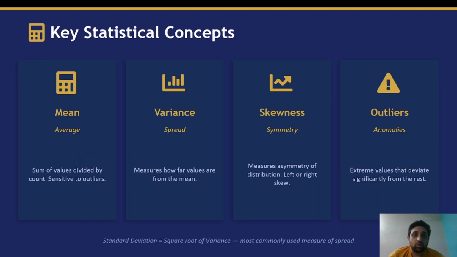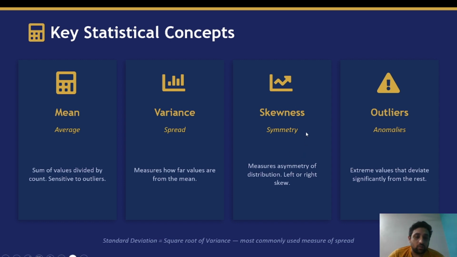Now let's come towards the key statistical concepts. Let's now understand some key statistical concepts. The mean represents the average value and is calculated by dividing the sum of all values by the total count, but it can be affected by extreme values or outliers. Variance measures how spread out the data points are from the mean, while standard deviation, which is the square root of variance, gives a more interpretable measure of spread.